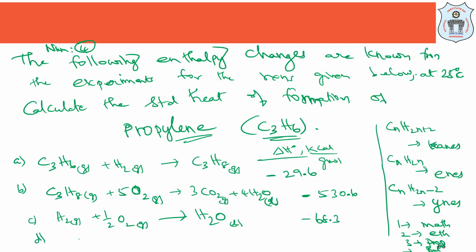Then we have D, where C, which is graphite carbon, plus half O2, which is in gas phase. So this is solid. Graphite carbon is in solid phase, giving CO2, which is again gaseous phase, with a delta H value of -94.05.